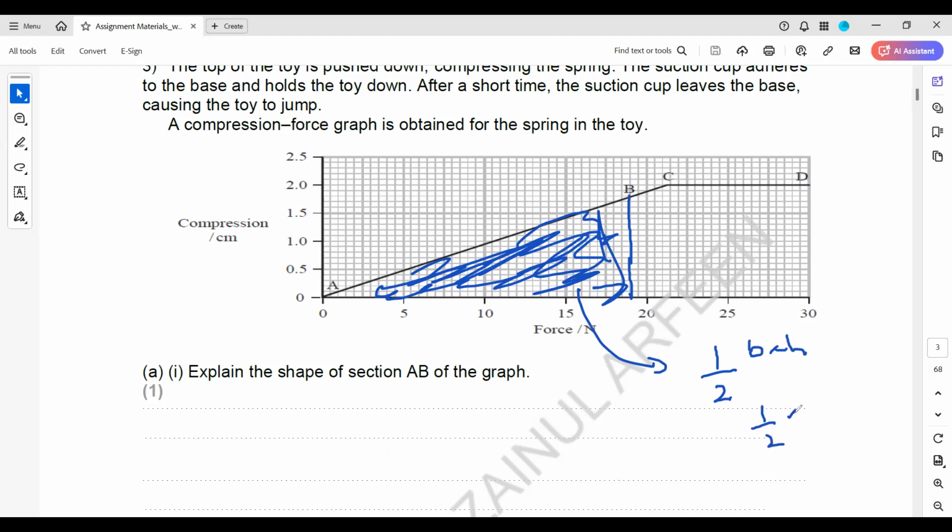So it will be half. The base is 19. And what about the height? It is 0.018. So when we multiply them, we'll get the energy stored in this spring. So when we simplify, we got 0.18 joules. That's the energy stored in this spring.